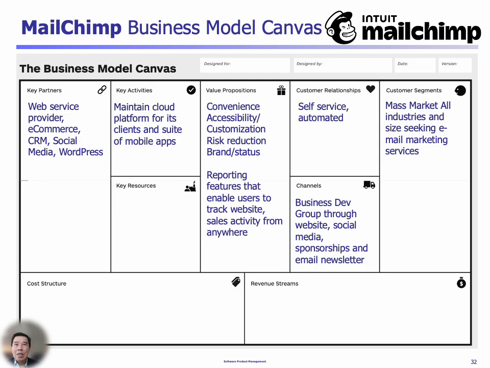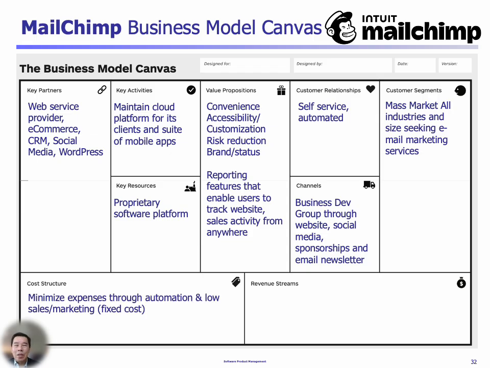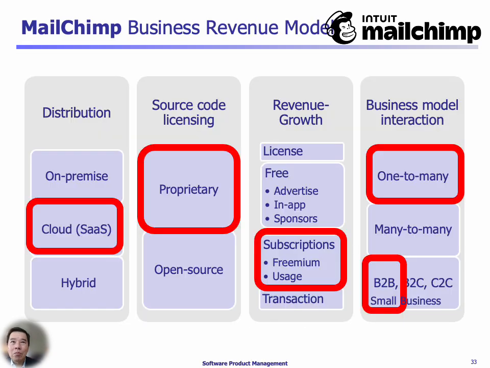And the key players are the e-commerce, CRM, WordPress, and it's proprietary software they have, and they minimize the cost for you as a SME to send information, customer relationship, to market to your customer, and the revenue is in a tiered freemium model, which we will cover later. So it's cloud, proprietary, subscription, one-to-many, B2B.